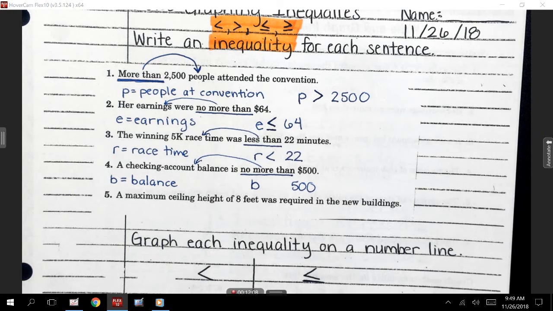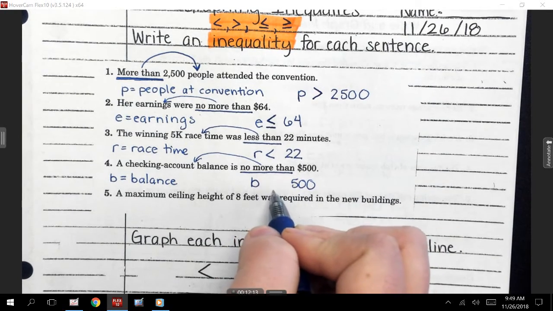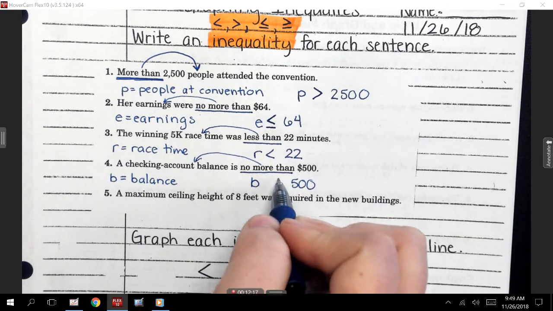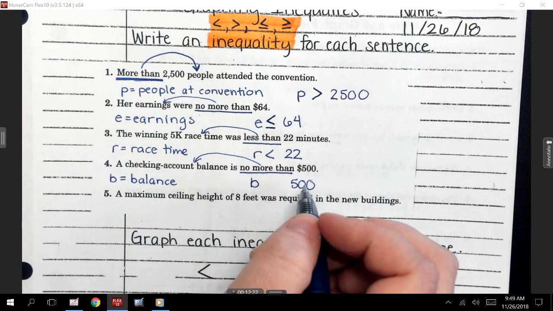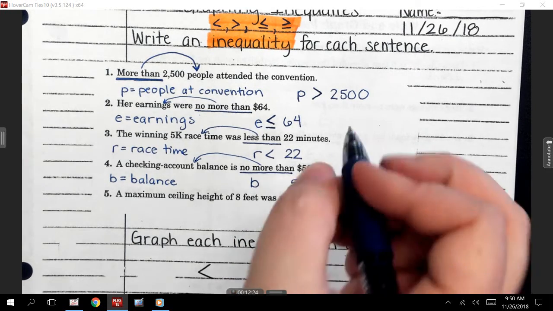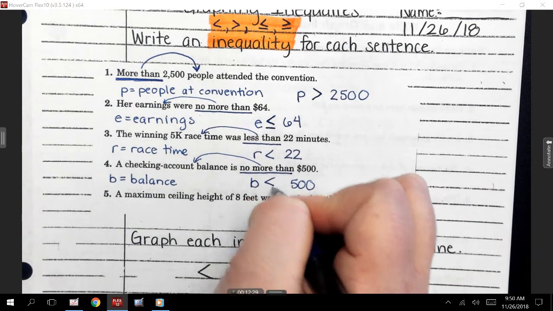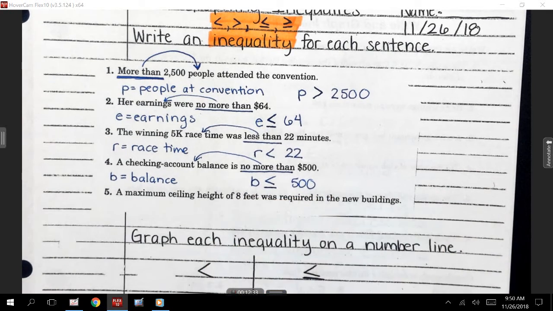If it's no more than 500, am I going to say the balance is less than 500, greater than 500, less than or equal to 500, or greater than or equal to 500? What do I need here? Julia? Less than or equal to, because it's no more, which means less or equal. Those both are not going to be more. Less and equal are not more, so we want to use those two symbols. Questions about number 4?